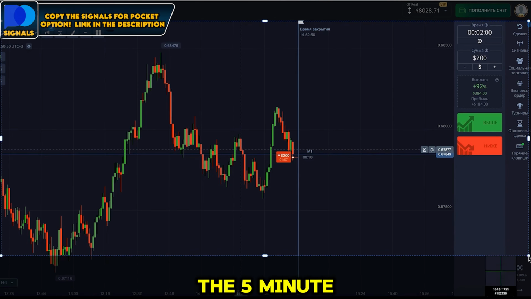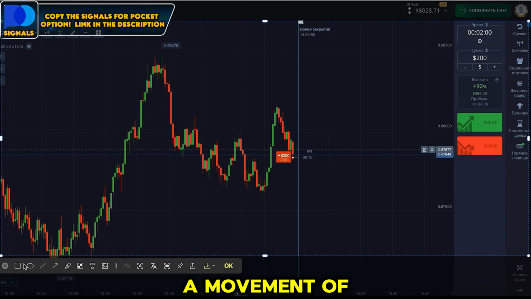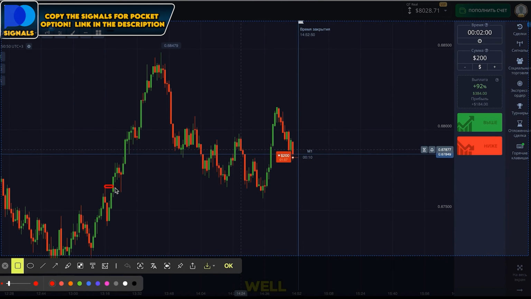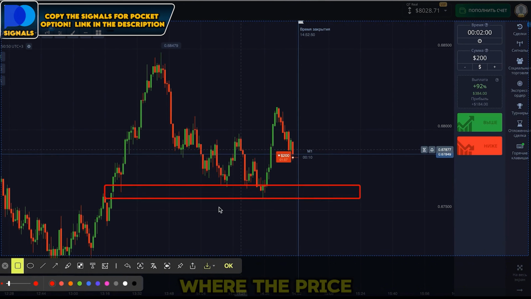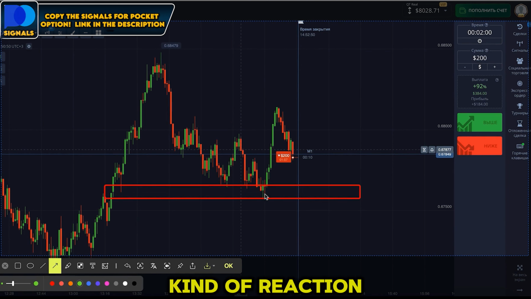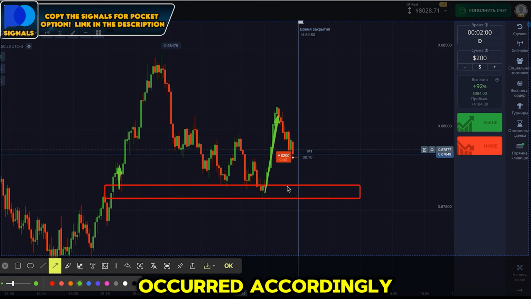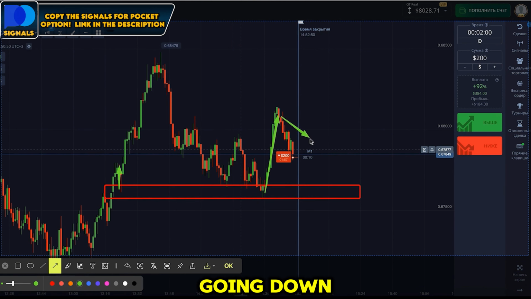It's clear on the 5-minute chart that there was a movement of absorption, and the price, well, at least our first area is where the price will reach and possibly only react from it. When the price approaches, you see what kind of reaction there was from this area. Quite good, so the reaction from this level occurred. Accordingly, the price is going down.